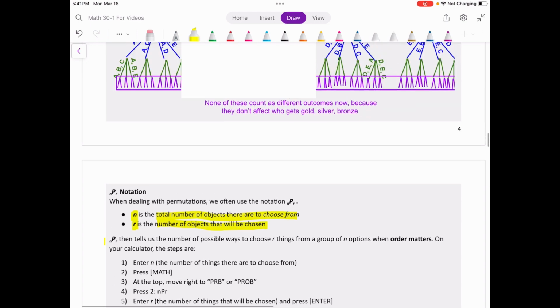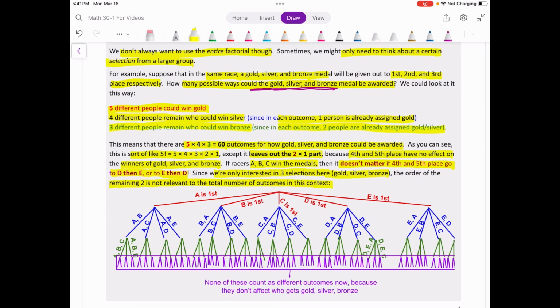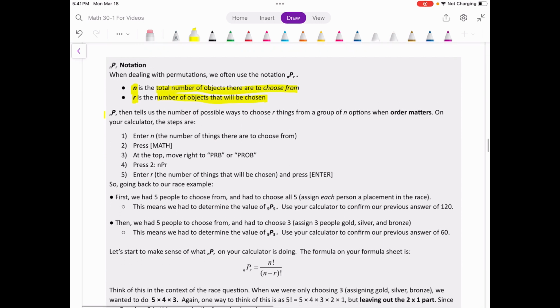So just going back to our race example, at first, we were choosing all 5. So we could have written that as we had 5 options, and we're picking all 5, so we would have written 5P5. Later, we were just doing gold, silver, bronze. So we would have done 5, but we're not choosing all 5 of them. We just want to pick 3. So we would do 5 pick 3. n is the options, r is how many you're actually going to pick. You'll never put in a number for P. It's just written to say that we're talking about the number of permutations to choose r things from n options. So for example, 5P3 would be a perfectly valid way to write that.